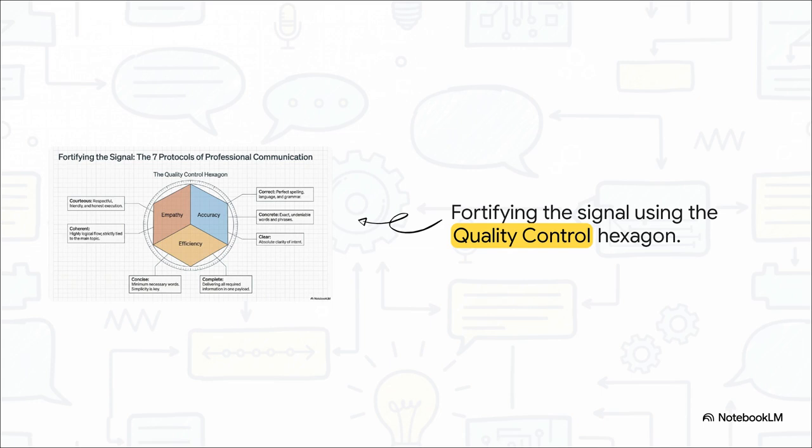Let's group them together to see how they work. First, your payload needs to be courteous and coherent, meaning you execute it respectfully and keep it strictly tied to the main topic. Next, it must be concise and complete, delivering all the required info at once, but using the absolute bare minimum necessary words. Then it has to be clear and concrete, giving undeniable, exact phrases with absolute clarity of intent. And finally, correct. You've got to use perfect language and grammar.